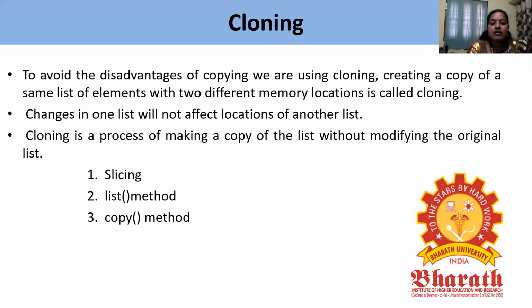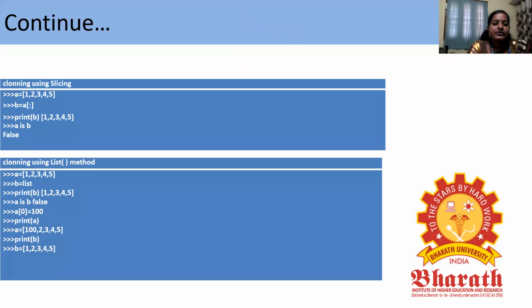Creating a copy of the same list of elements at two different memory locations is called cloning. Changes in one list will not affect the other list. Cloning is a process of making a copy of a list without modifying the original list. Okay. So what are the methods we use for cloning? Slicing, the list method, and the copy method. So this is an example for slicing, list and copy methods.